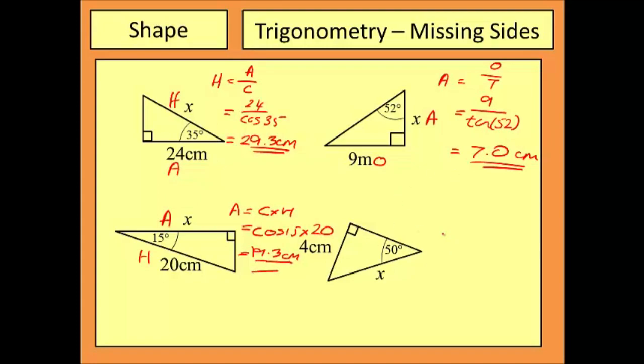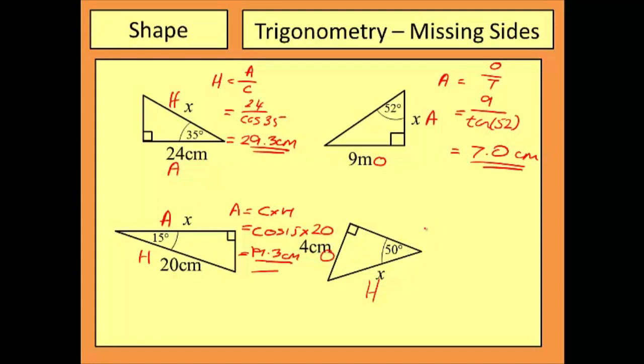This final example, take care with. The triangle has been rotated. Don't let this confuse you. The hypotenuse is still opposite the right angle here, and the opposite, this 4 centimeter side, is opposite the other angle you were given. Label it correctly. This will help you with the problem.